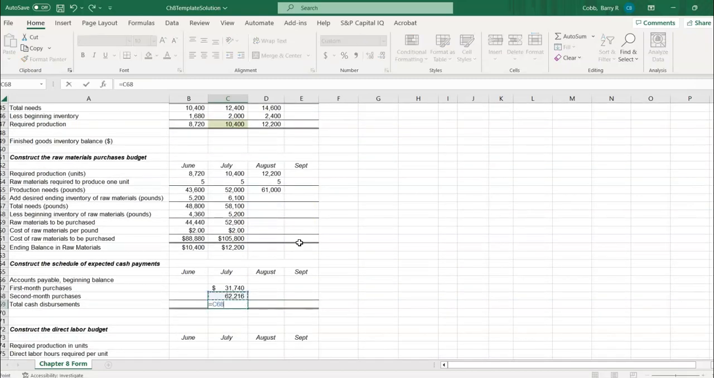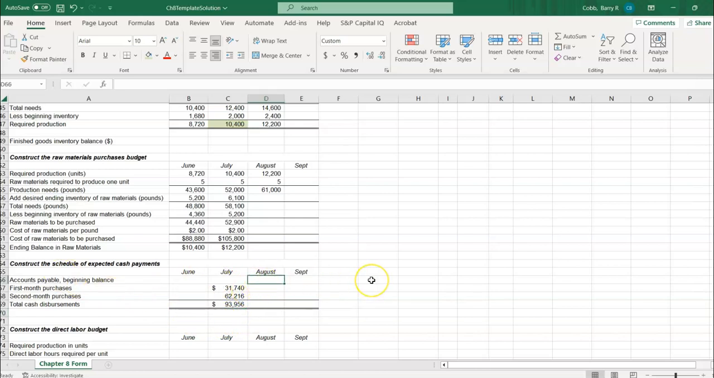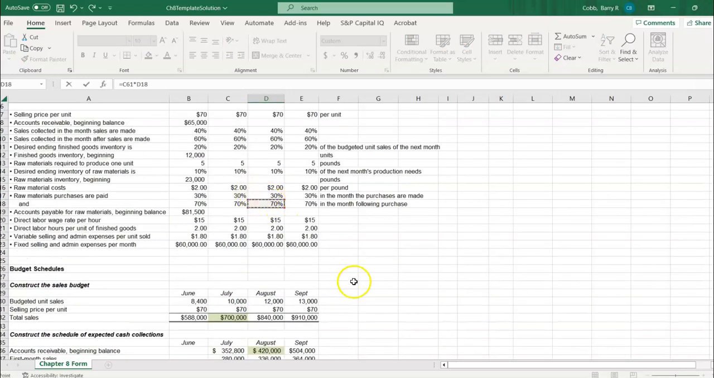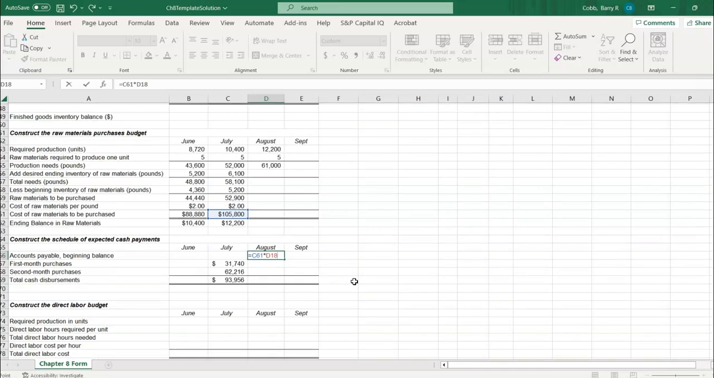So that means that the total cash disbursements for July are $93,956. Now, it turns out that's the only month where we can capture the entire total cash disbursement. So we're just filling out these budgets to the extent we can. What we do see is that the beginning accounts payable balance for August will be what's left over of the materials to be purchased in July. So that would be the July purchases times 70%, because 70% is paid in the month following the purchase.